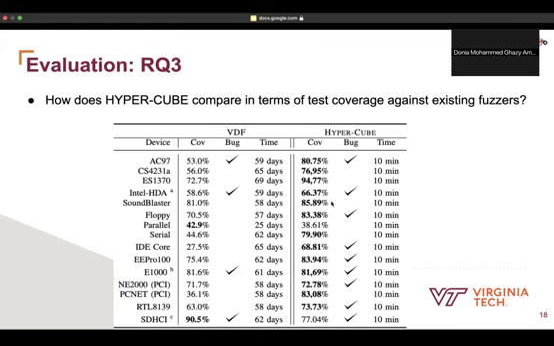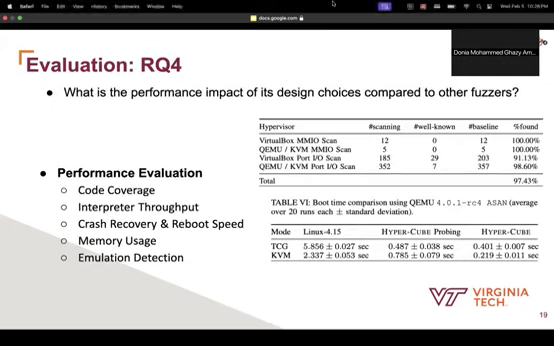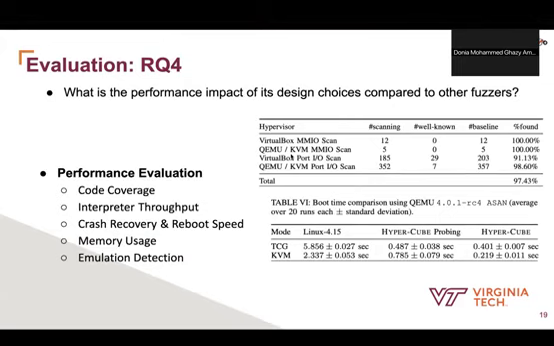It is basically because it's multi-dimensional, so it was able to explore or test more interfaces. And last but not least, the last question is, what is the performance impact of its design choices compared to other fuzzers? Performance impact in terms of code coverage, interpreter throughput, crash recovery, memory usage, enumeration detection, and so forth. So let's take them one by one.